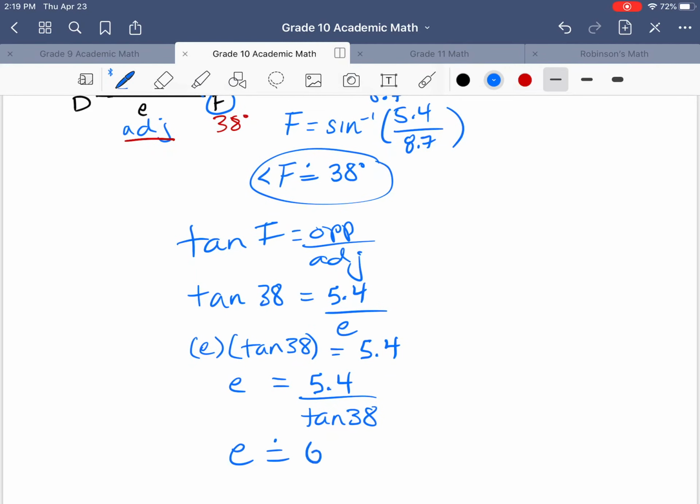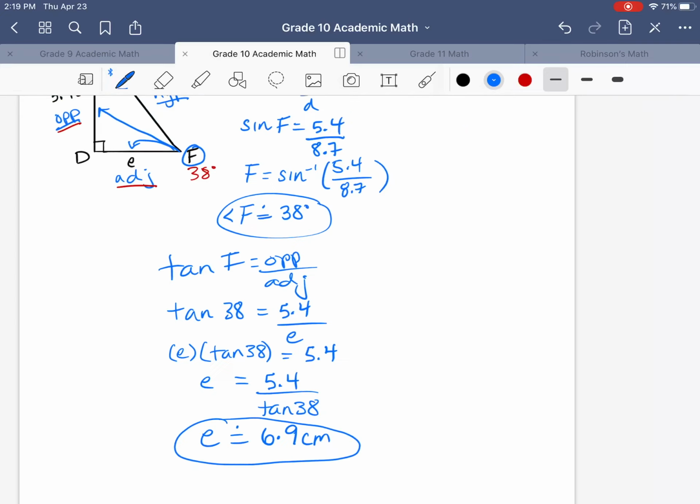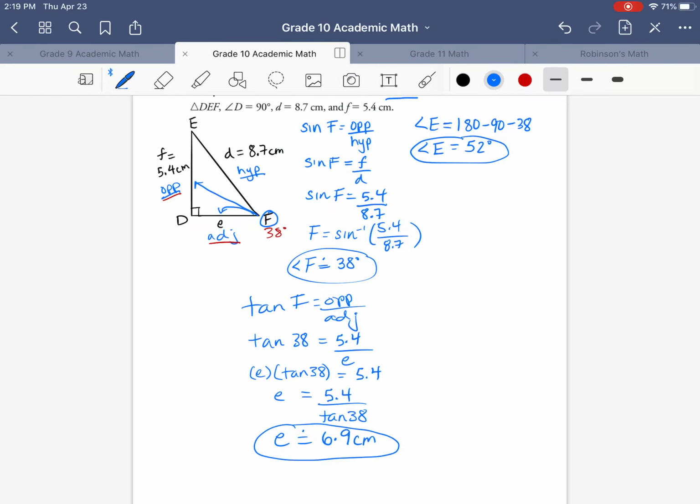Okay, and that's going to give us approximately 6.9 centimeters. Remember, when we're doing lengths, we want to round to 1 decimal place. So we have found our missing angles E and F, and we found our missing side E. Therefore, we have solved the triangle.